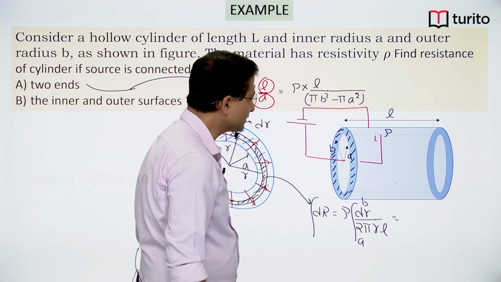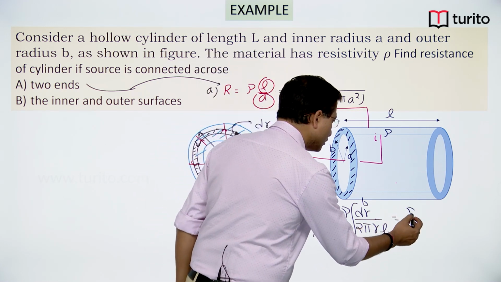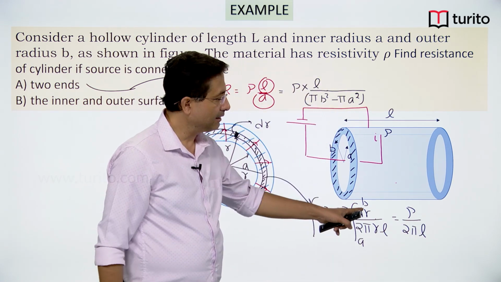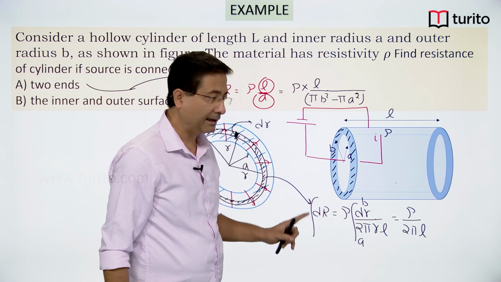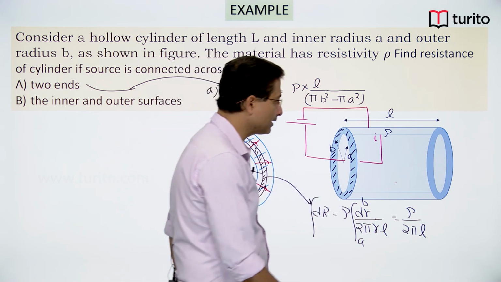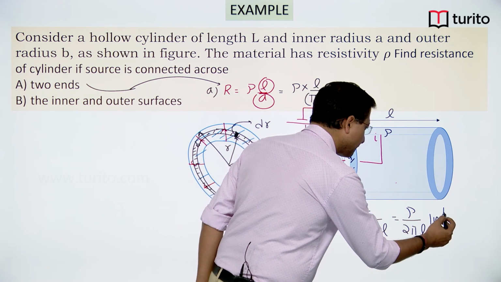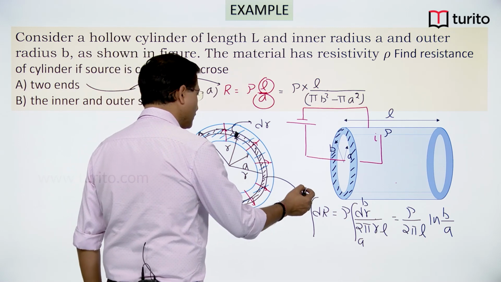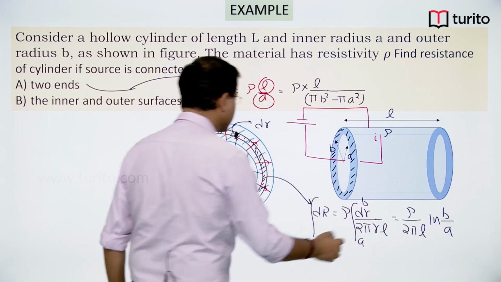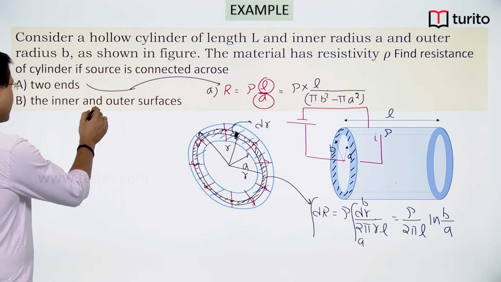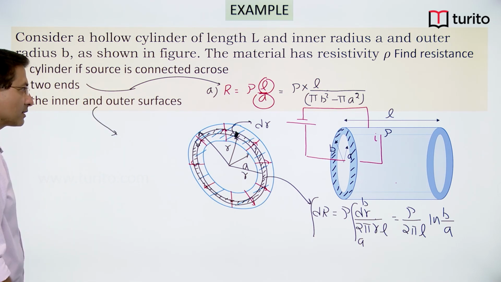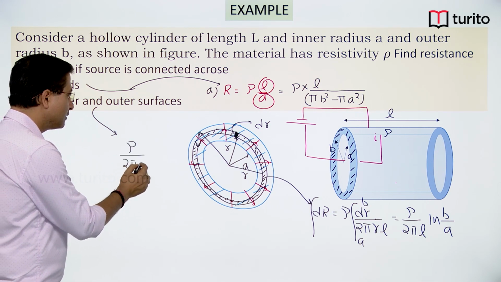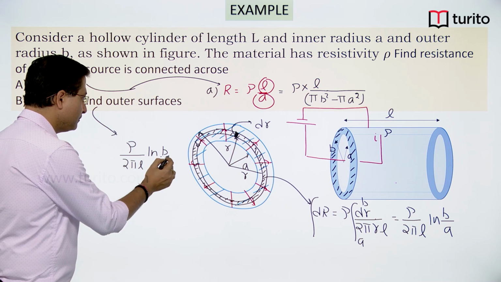So if I integrate, I can see rho over 2 pi L, these all are constants, and the integration of 1 upon r is ln r, upper limit minus lower limit, directly I am writing ln b by a. So this is what we are getting as resistance. With the source connected across the inner and outer surfaces, the resistance is rho divided by 2 pi L ln b by a.